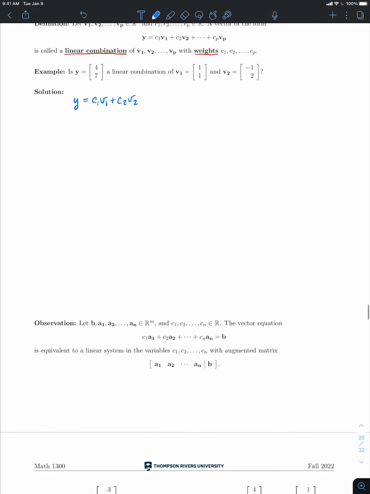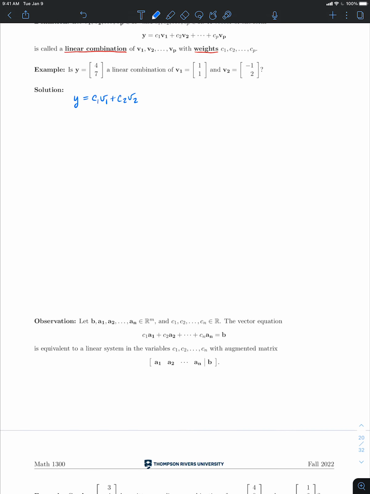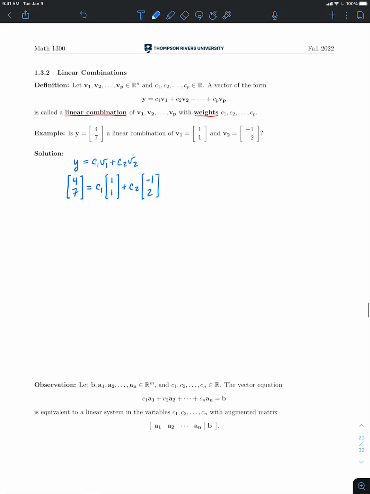Okay, so what we're going to start by doing is replacing all the vectors y, v1, and v2 with their actual definitions. So y is the vector 4, 7. And then the right-hand side is equal to c1 times v1, which is 1, 1, plus c2 times the vector negative 1, 2. Okay. By the way, this is a vector equation. That's what this section is supposedly all about, right? Vector equations. Well, now here's your first real vector equation. It's an equation, and guess what the left and right-hand sides are? They're both vectors.